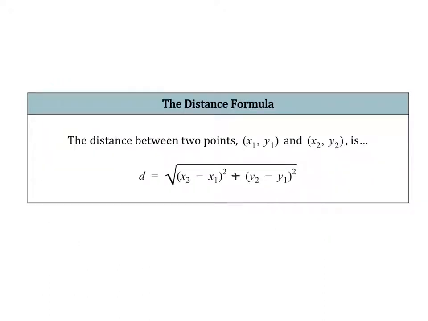Okay, so now we're going to move on and talk about how to find the length of a line segment. The length of a line segment will essentially just be the distance between the two endpoints, and for that we can use the distance formula. So the distance between any 2 points, x1, y1, and x2, y2, can be found using this formula. It's the square root of x2 minus x1 squared plus y2 minus y1 squared.